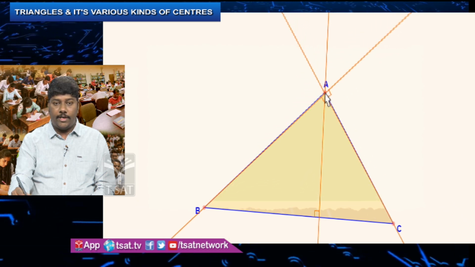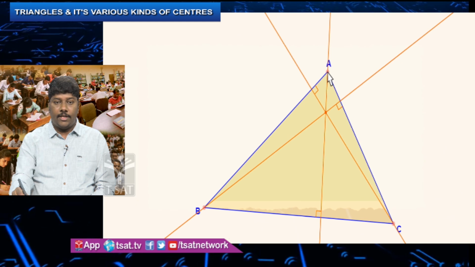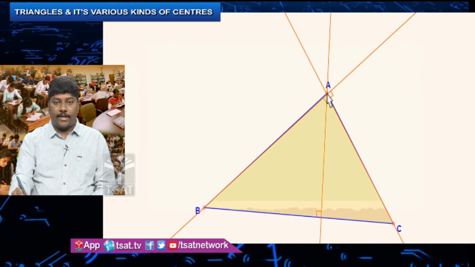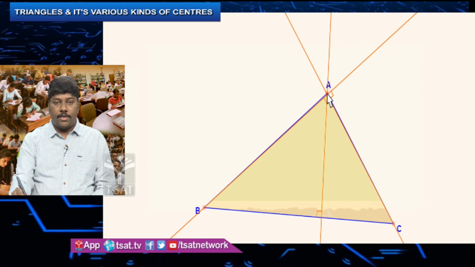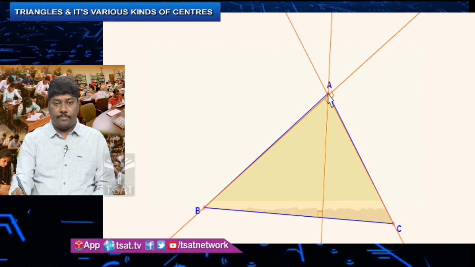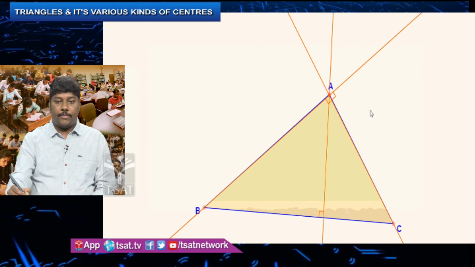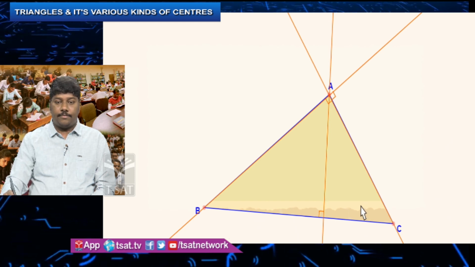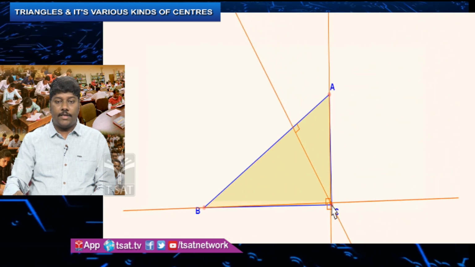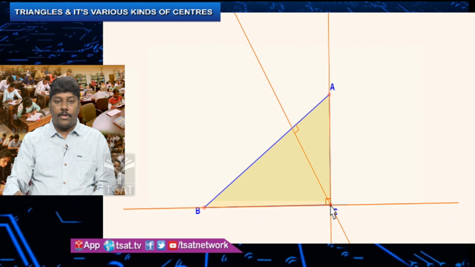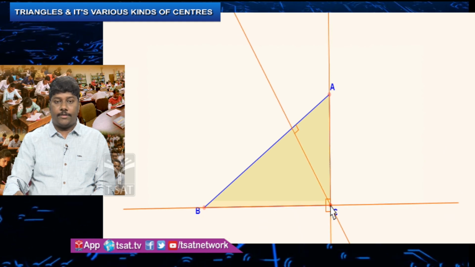If it is an acute angle triangle, the orthocenter is coming inside. If I take exactly a right angle triangle, the orthocenter is exactly at the right vertex. If I take the right angle at A, the orthocenter stays at A. If I take the right angle at C, so the orthocenter for right angle triangles is at the right vertex.